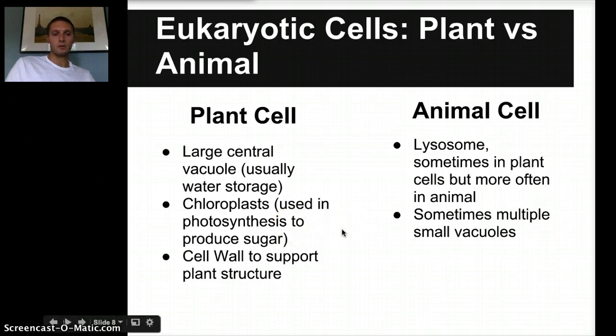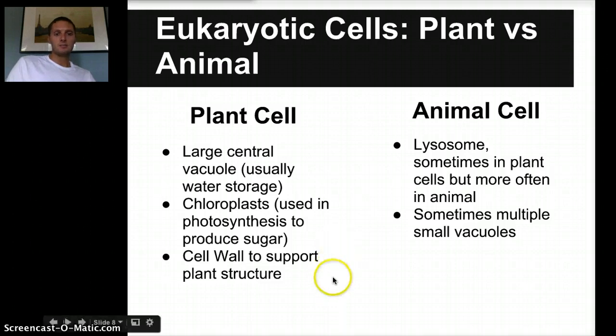Plant cells also have chloroplasts. Obviously, hopefully you remember that these are used in photosynthesis to produce sugars. We'll talk about photosynthesis again in more detail towards the end of the first semester, and we'll actually look at how that process works. But photosynthesis is specific to chloroplasts that are found in plant cells, not in animal cells.